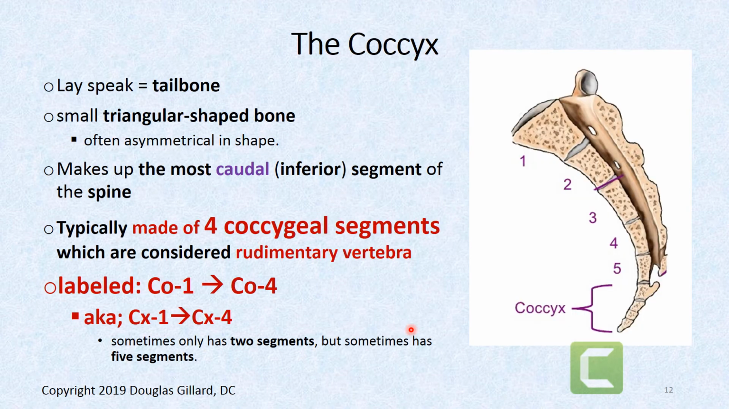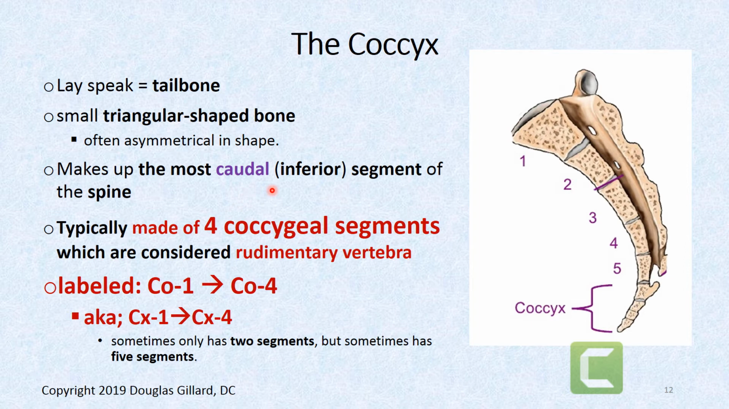All right, star of the show today is the coccyx. So here we go. The coccyx is the little tailbone, the colita as it's called in Spanish. And there it is. Here's a 4-segment coccyx. It attaches to the sacrum, and it's triangular shaped like the sacrum. Makes up the most caudal or inferior segment of the spine. It is part of the spine.